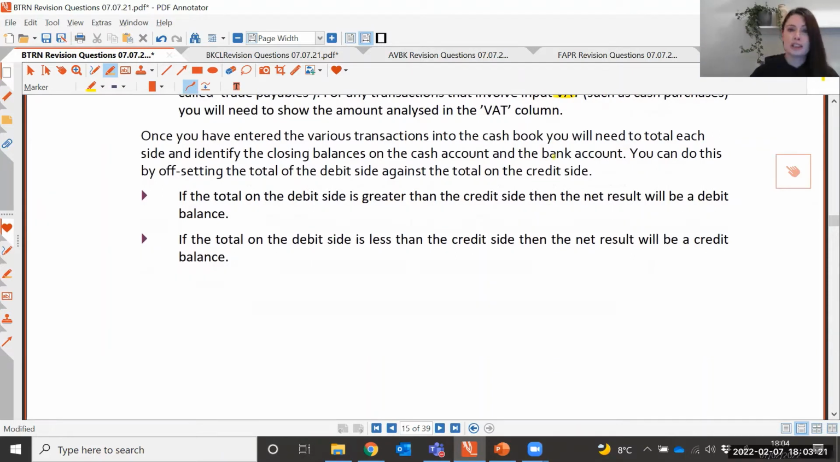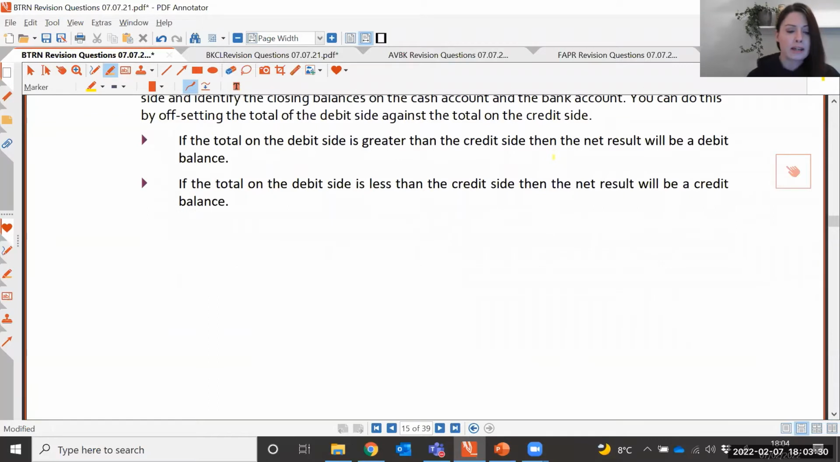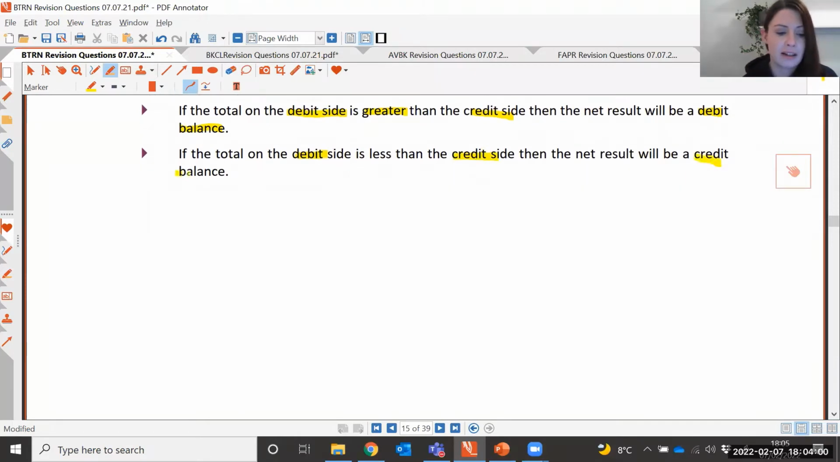So once you've entered all the transactions within the cash book, you need to make sure that you total up all the columns. If the debit side of the cash book is greater than the credit side, then the result will be a debit balance. So it means that we have spent less out of the business bank account than what we had coming in. So it's a positive thing. Whereas if the debit side of the cash book is less than the credit side, then the result will be a credit balance or a negative balance within the bank account.